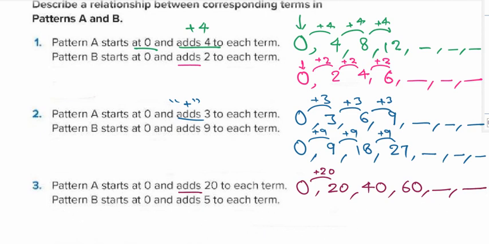Now pattern B. Pattern B, again it starts at 0 and it adds plus 5. So plus 5 each term. So as you can see, 0 plus 5 is 5, 5 plus 5 is 10, 10 plus 5 is 15, and you fill in the blanks by yourself. Okay? So you are going to pause the video and fill in the blanks by yourself.